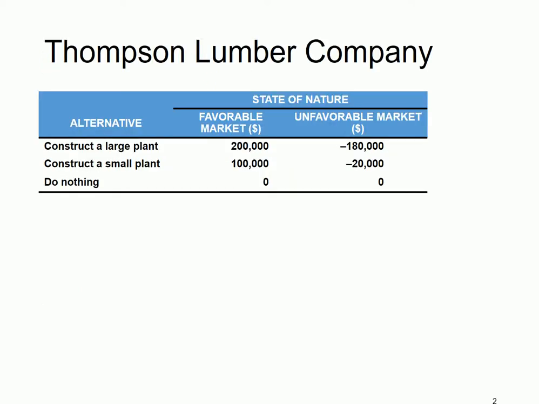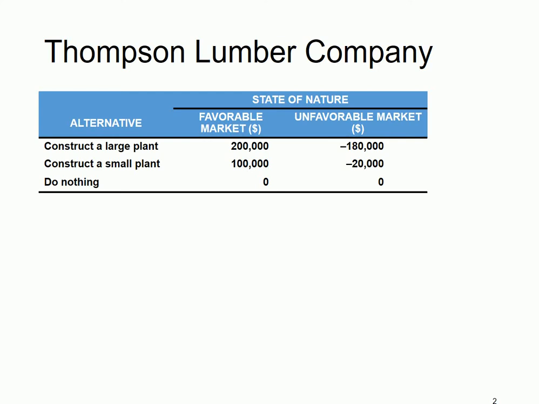There's a company. The company needs to decide to build a large plant, a small plant, or not do anything at all at this point. Once the company decides to build a plant, it can produce a new product, but the profitability of that product depends on the market outcome. The market could be favorable or unfavorable. If it builds a large plant and the market turns out to be favorable, this is the amount of profit it can generate. Otherwise, if the market is unfavorable, it generates a loss.